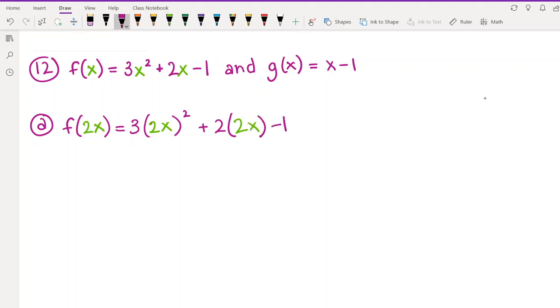minus 1. Now we want to simplify this. What is 2x squared? That is the same thing as 4 times x squared, because 2x times 2x gives you 4x squared. And then here we get 4x, and then minus 1. So altogether, this gives us 12x squared plus 4x minus 1.